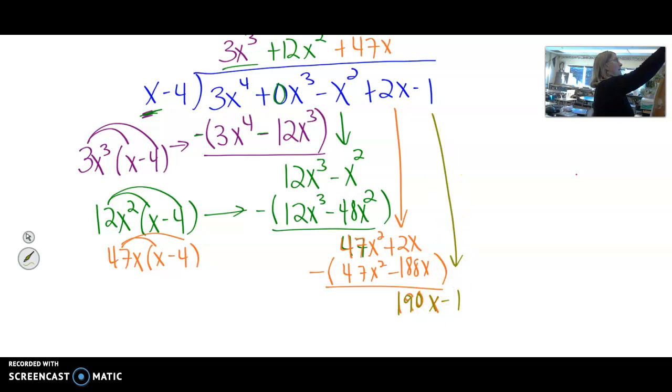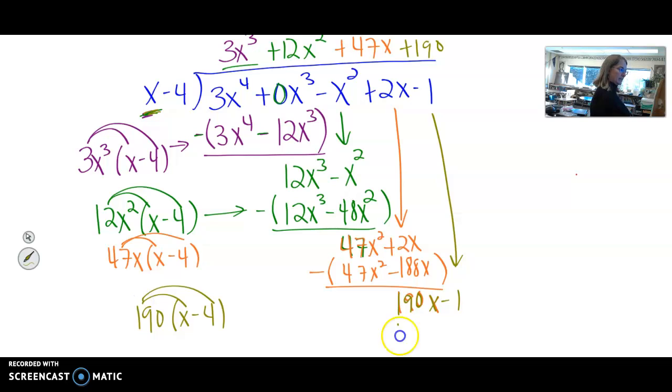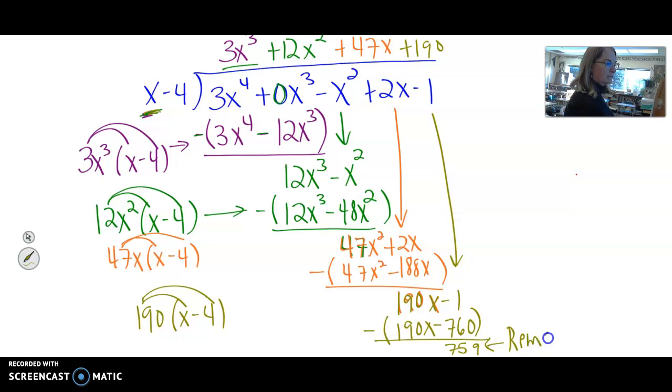Then I have to multiply x by 190. And so I'm going to do 190 times the divisor, x minus 4. Distribute that, you get 190x minus 190 times 4, which is 760. And we're going to subtract, and so we get negative 1 plus 760 gives us 759. No more terms to bring down. This is our remainder.